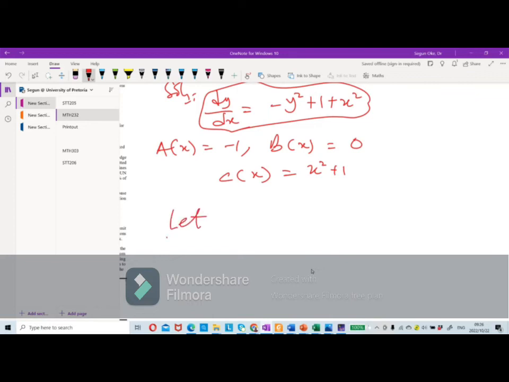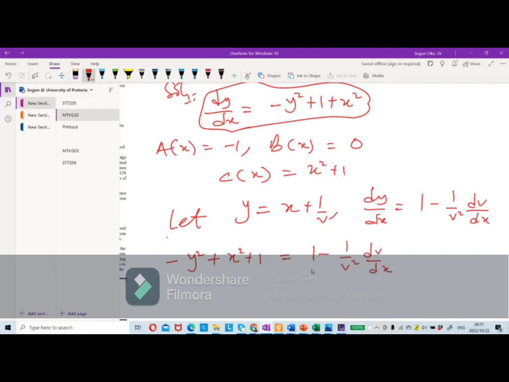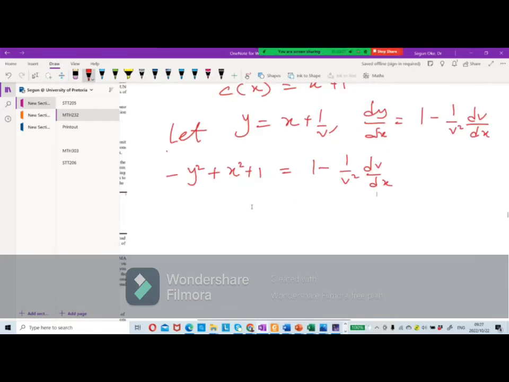So let y equal x plus 1 over v. And the y prime, dy dx, is equal to what? 1 minus 1 over v squared dv dx. So we can substitute it in this place. I say minus y squared plus x squared plus 1 equals 1 minus 1 all over v squared dv dx. So can we substitute this one?